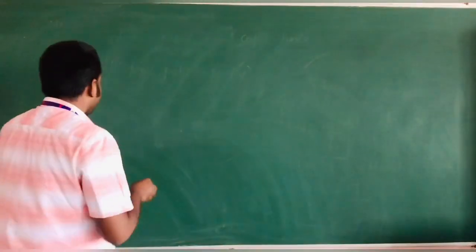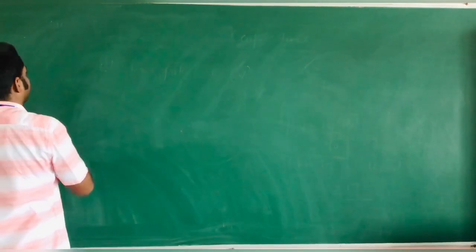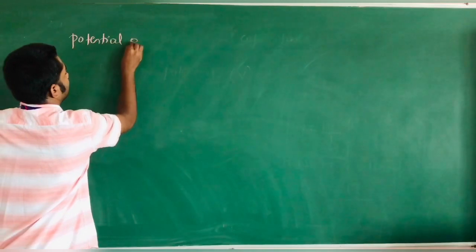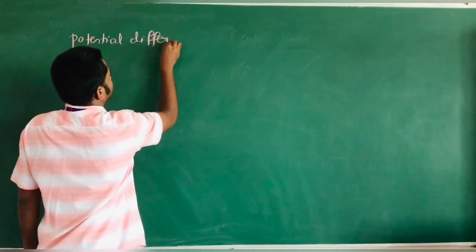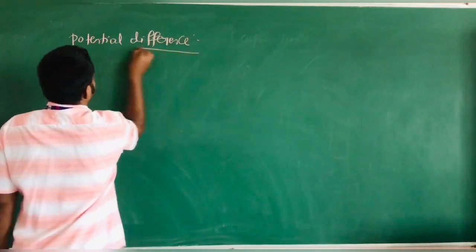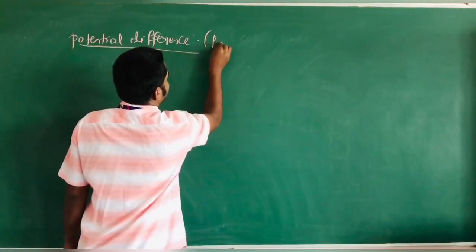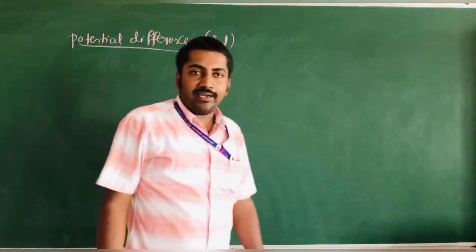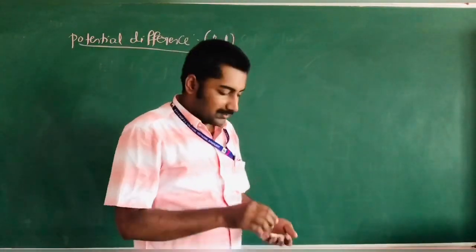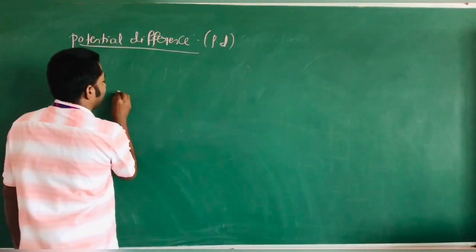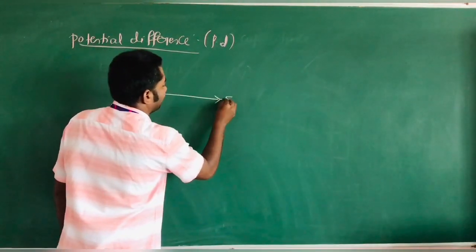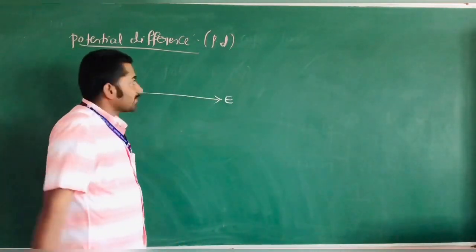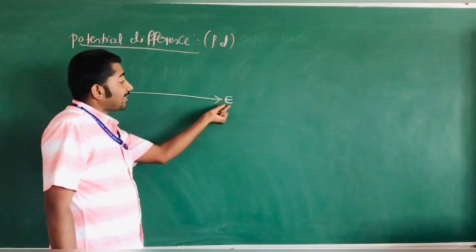The next topic is potential difference, which can also be written as PD. Now I consider this is the region of an electric field, mathematically denoted by the symbol E. This is the electric field. Potential difference in an electric field.